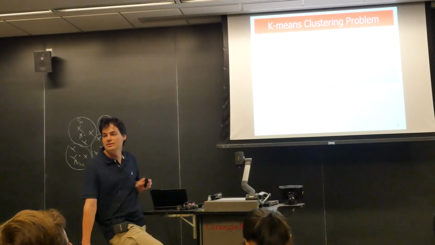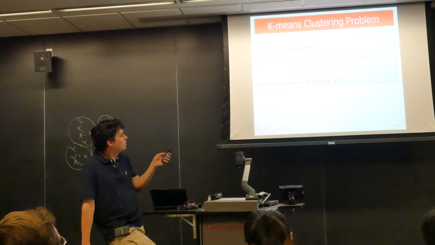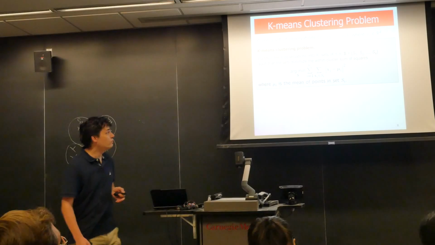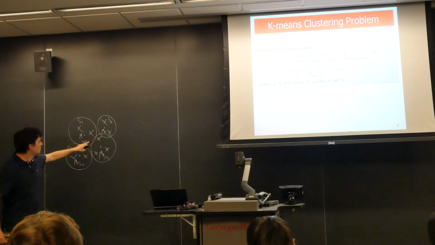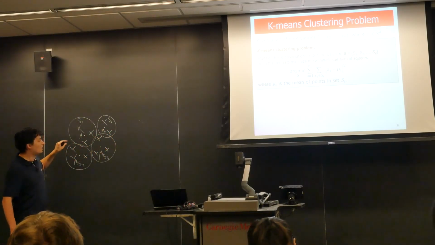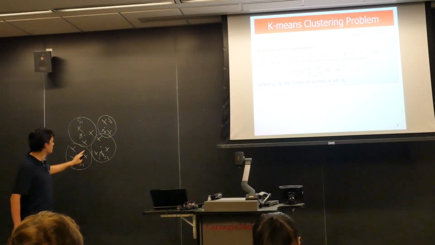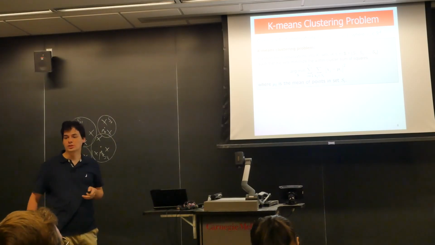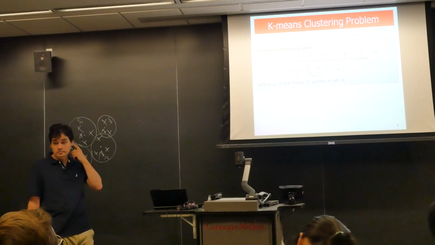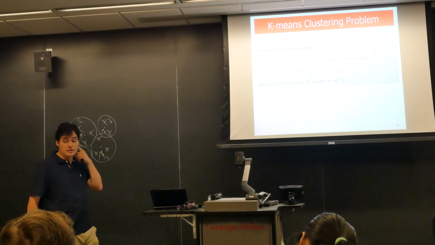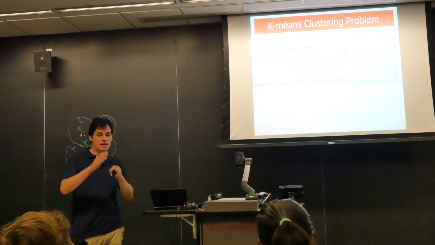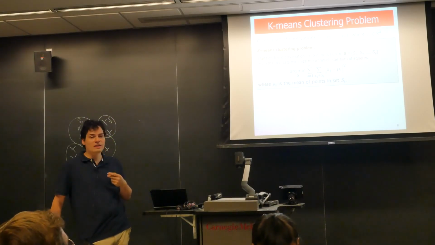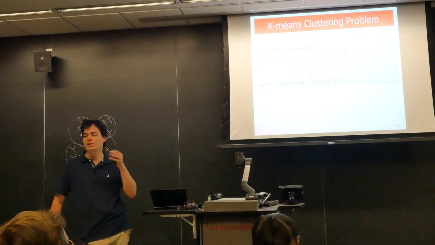So the problem makes sense, right? You have n instances, x1, x2, xn, and you want to minimize over allocations. You want to find those sets S1, S2, S3, S4 that will minimize this cost function. K is fixed beforehand, right. K is fixed, say 4 in our case. So my question is, how difficult is this problem in the number of instances n?